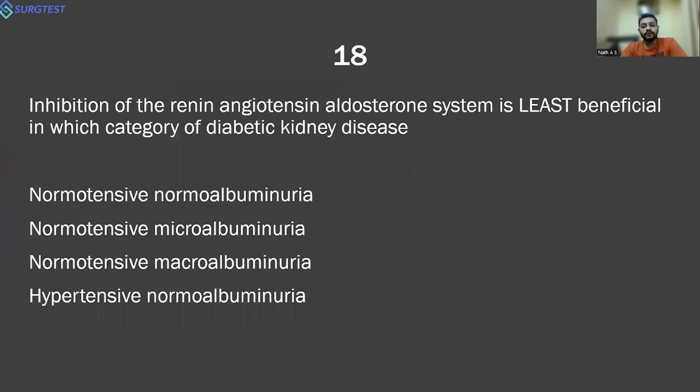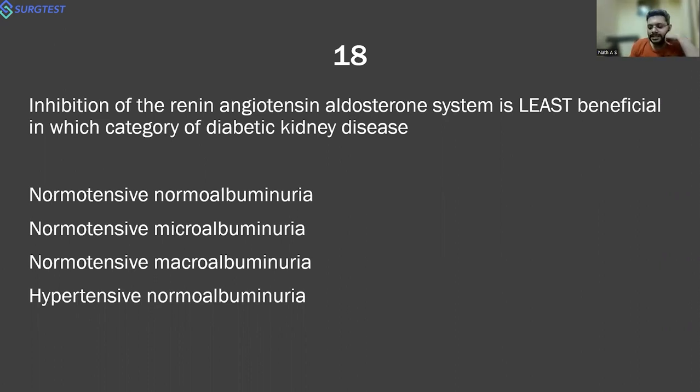And one more frequently asked MCQ thing. This is also a very frequently asked concept in diabetic kidney disease. Inhibition of the renin angiotensin aldosterone system is least beneficial in which category of diabetic kidney disease? I think this is the last question, so I'm not going to take much more time. Least beneficial in which category? Fatur Rabani says A. So everybody is clear about that.